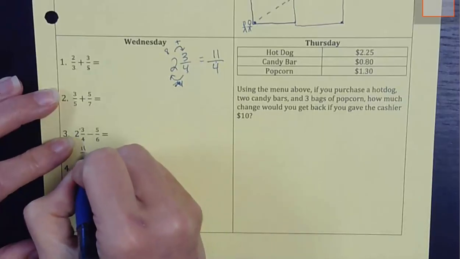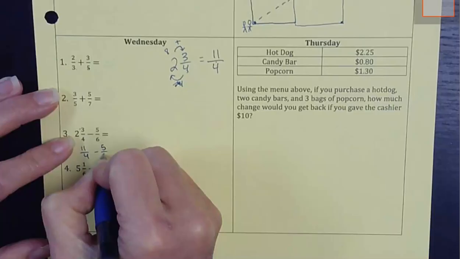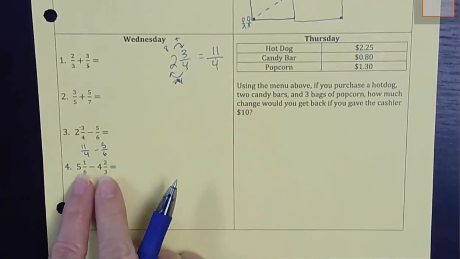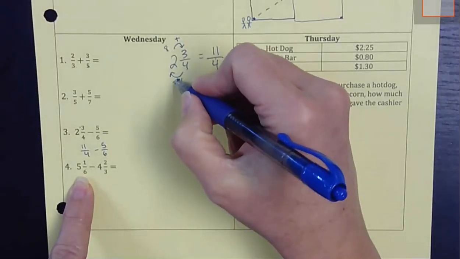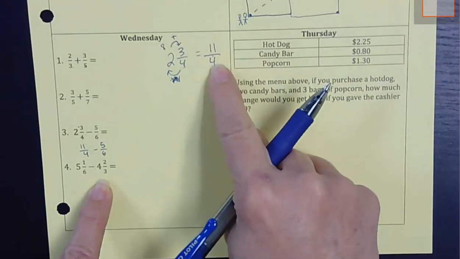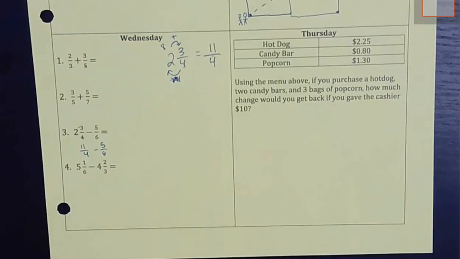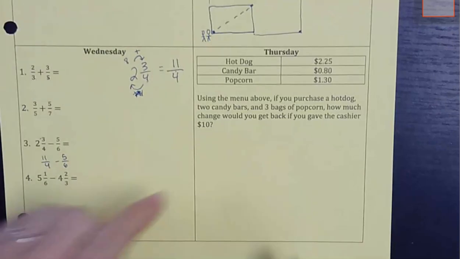So on this one I'd have 11 fourths minus 5 sixths. Then I need to get a common denominator. Okay, this one you've got 2 mixed numbers that you need to multiply and then add to rewrite it as an improper fraction. Pause for Wednesday's and finish that up.